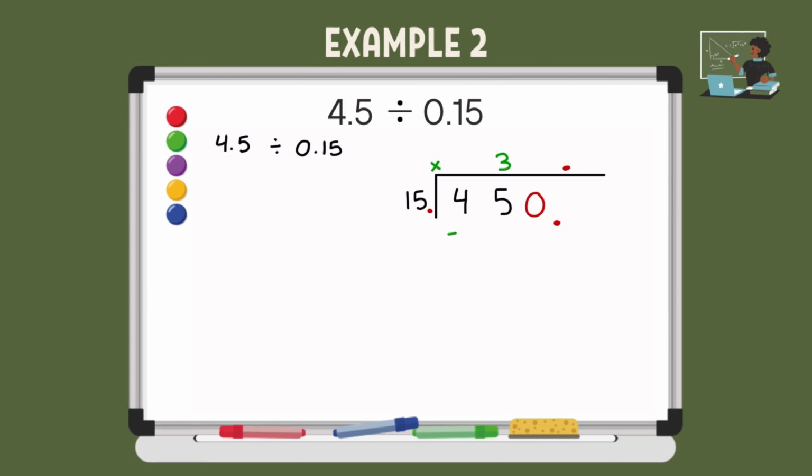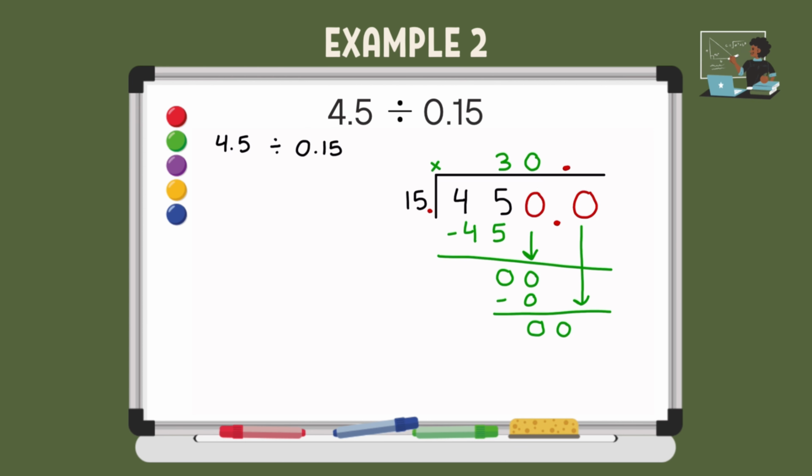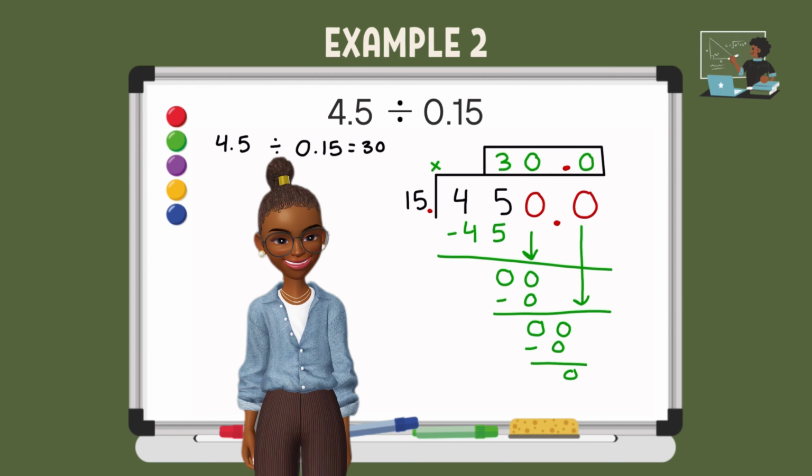15 can't go into 4, but it can go into 45 3 times. 45 minus 45 is 0. Pull down the 0. 15 goes into 0 0 times. So 15 times 0 is 0. 0 minus 0 is 0. And after a decimal, and there is no number, it is always another 0. So we're going to pull down this last 0 to complete our answer. And 0 minus 0 is 0. So our final answer is 30, or you can say 30.0. That's how we keep our math clean and clear.